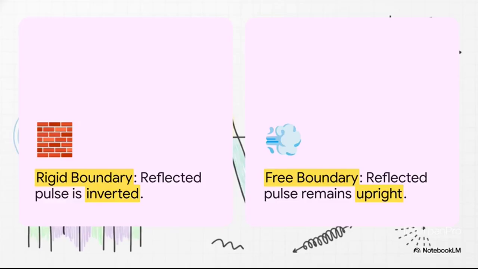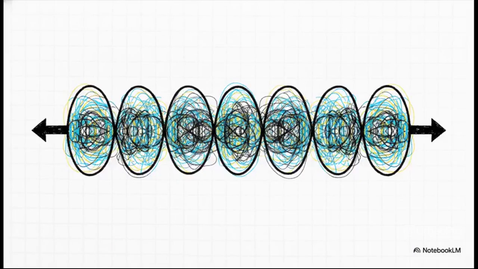Now compare that to a free boundary, like a ring sliding freely up and down a pole. In that case, the reflected pulse remains upright. A crest bounces back as a crest, with absolutely no phase change at all. So, imagine you are continuously sending waves down a string, and they are continuously reflecting right back at you. You now have two identical waves traveling in opposite directions in the exact same medium. According to that principle of superposition we just learned, they are going to intermix. And when they do this perfectly, they form what is called a standing wave.